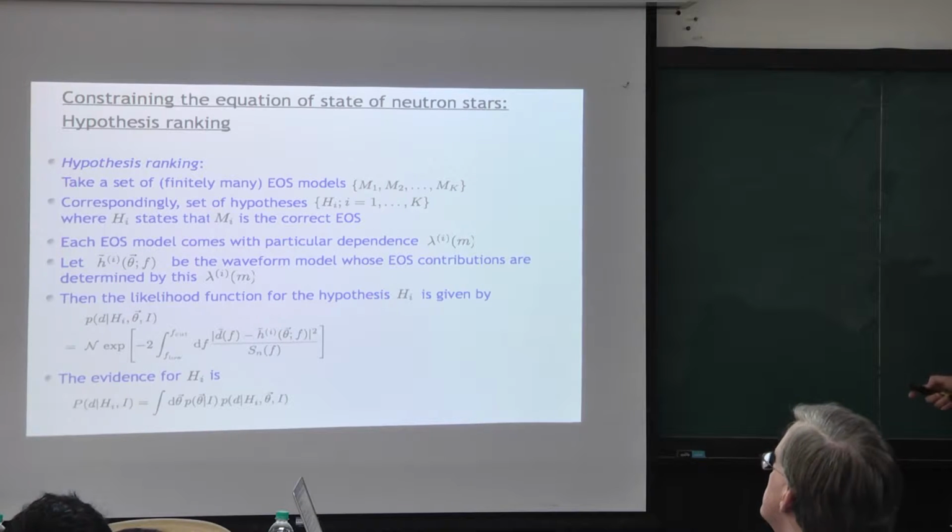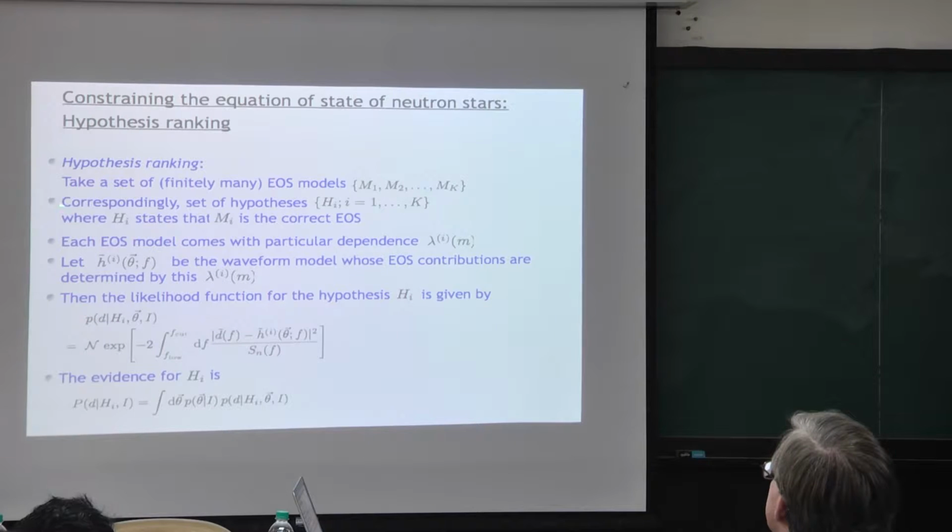Okay, so how does that work? You take a set of necessarily finitely many equation of state models, and to this corresponds a set of hypotheses such that Hi is the hypothesis that Mi is the correct equation of state. Now, each equation of state model comes with a particular dependence of lambda on m, so a particular functional dependence.